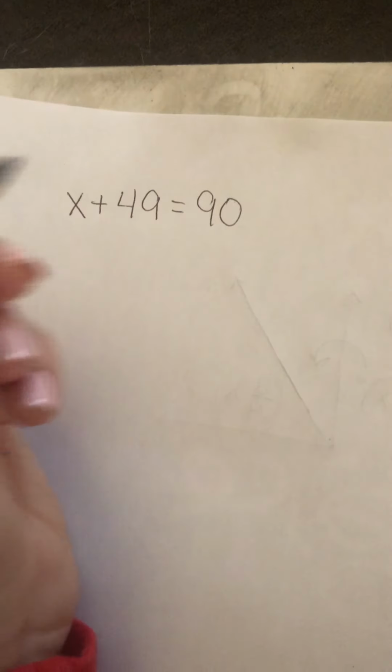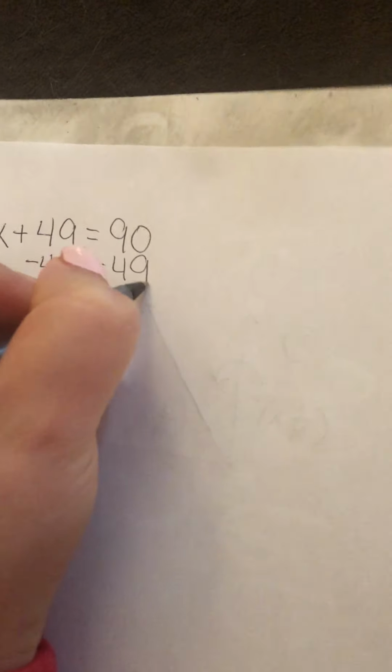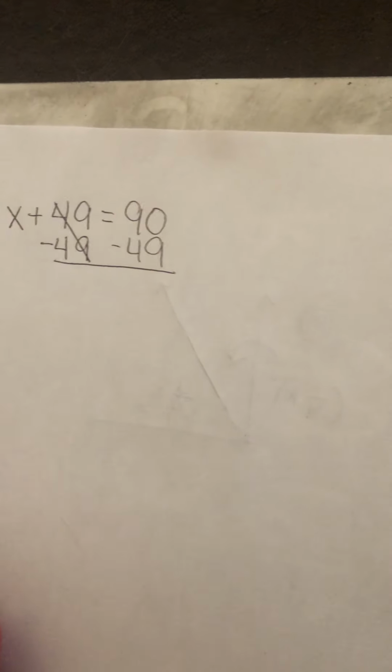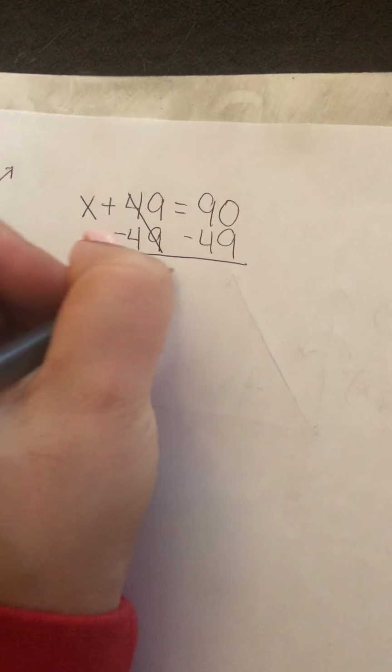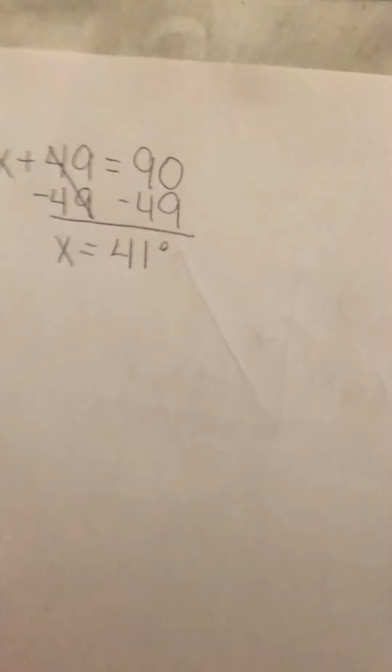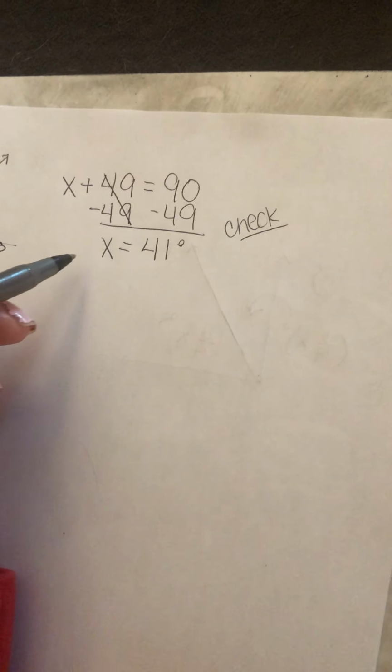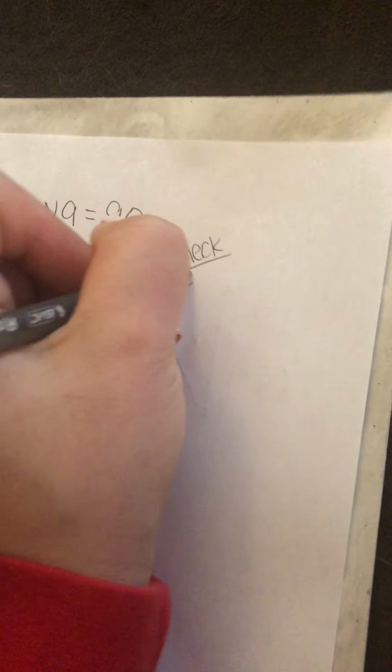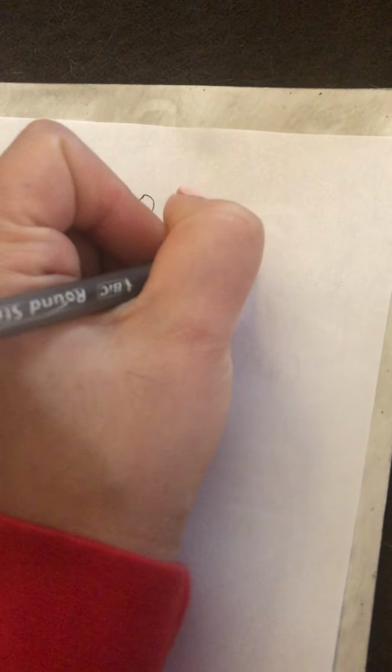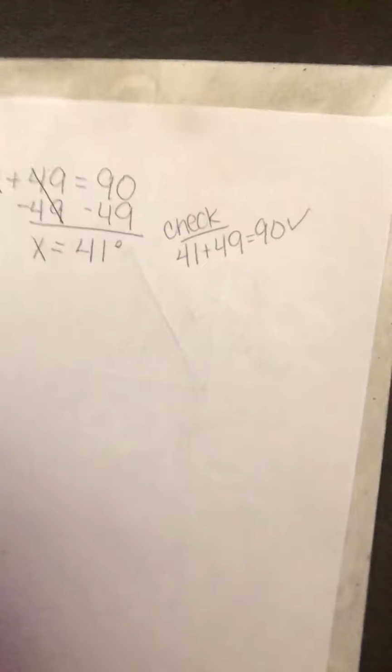And then we just show our work to solve. So we would subtract 49. Okay, and then x would equal 41 degrees. Okay, and you could do a quick check if you wanted to. I would just make sure that 41 plus 49 gives me 90. And it does, so I know I'm correct.